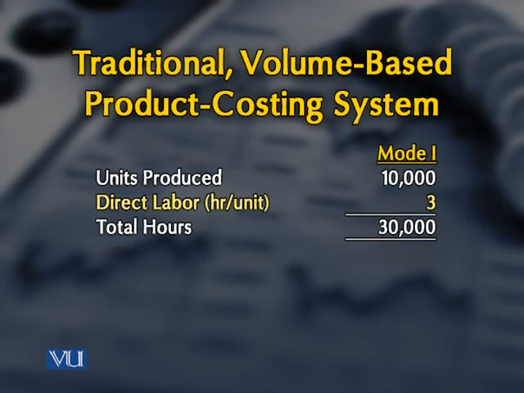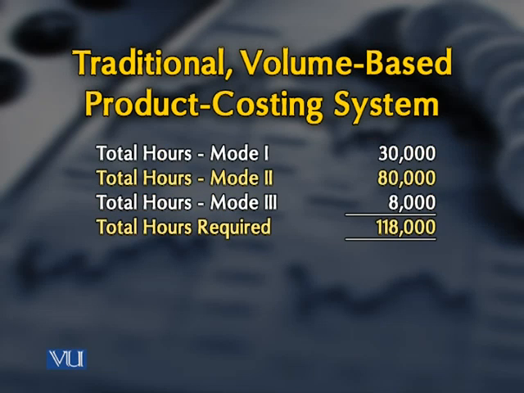Now if you work it out on ABC costing, units produced are 10,000, 20,000 and 4,000. Direct labor hours per unit are 3, 4 and 2. So these details are there. The total hours come to 30,000, 80,000 and 8,000, so the total comes to 118,000.